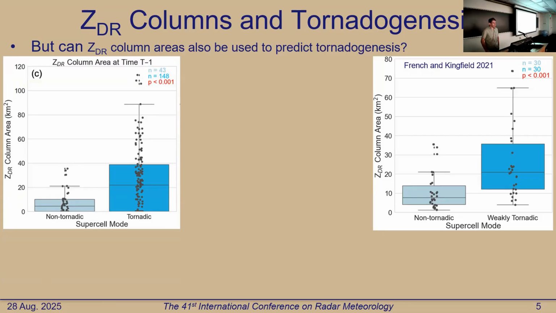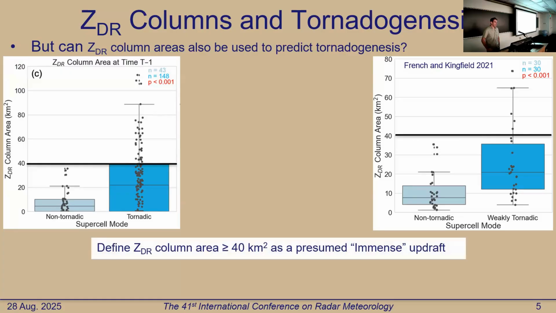I came back to it a few years later and said, there's some overlap in these distributions, but a different way to look at it is that the non-tornadic cases really lacked consistently any of the really, really big ZDR columns. In other words, the really big updrafts we weren't seeing in the non-tornadic cases. In fact, if we do this arbitrary cutoff of 40 square kilometers, we found 0 non-tornadic volumes out of 90 that had a ZDR column area that big.